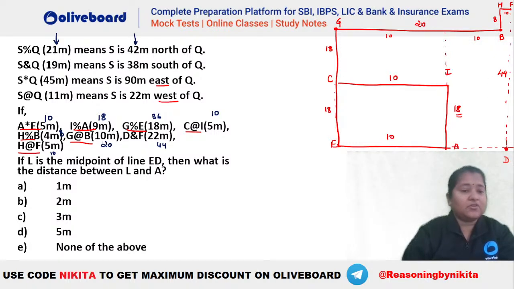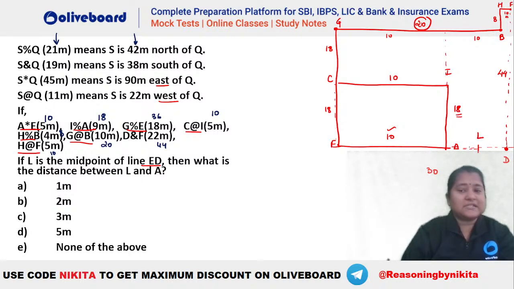Okay, अब देखो क्या दे रखा है. L is the midpoint of line ED. So this is ED here. What is the total length of ED? You can see this is 20 and this was your 10. That means this total line is 30 meters. So that means we are talking about 15 meters here. This is 10 meters. That means 5 meters here. And this will be the point L, right? So L is the midpoint of ED here.